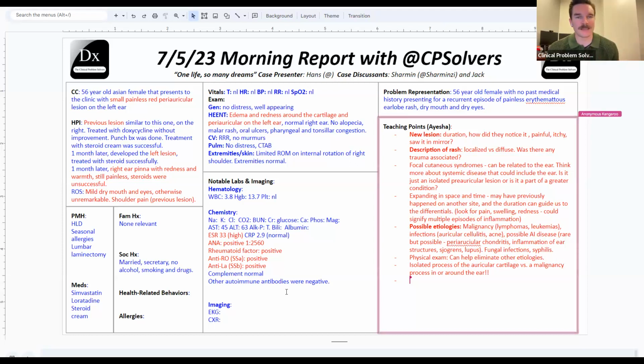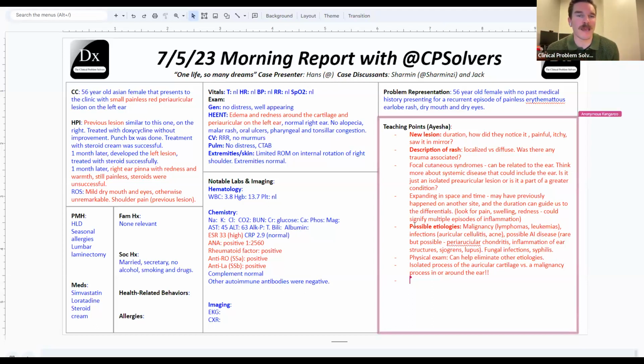For example, a positive ANA, a positive double-stranded DNA in the setting of cytopenias and glomerulonephritis looks a lot like lupus, and then those sub-serologic titers would support that hypothesis. So here we have the positive ANA, the positive rheumatoid factor, and then the positive SSA and SSB antibodies, which all paint a serologic picture of Sjogren's syndrome.